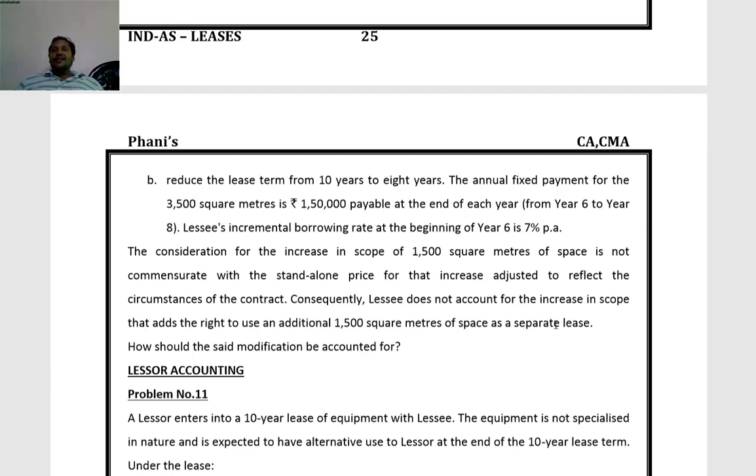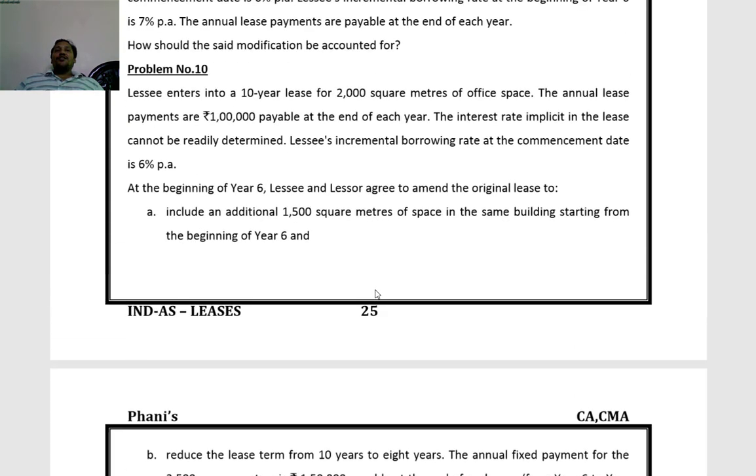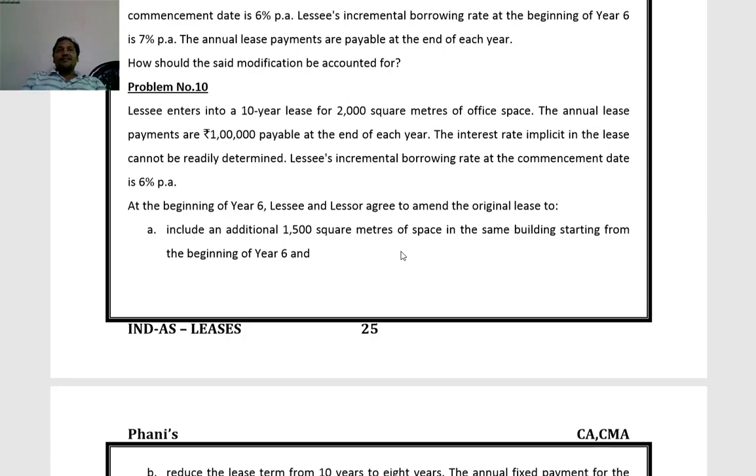Consequently, the lessee does not account for the increase in the scope that adds the right to use an additional 1500 square meters of space as a separate lease. How should the said modification be accounted for? We'll go back to the question once again. The original lease is for 10 years and 2000 square meters are covered.